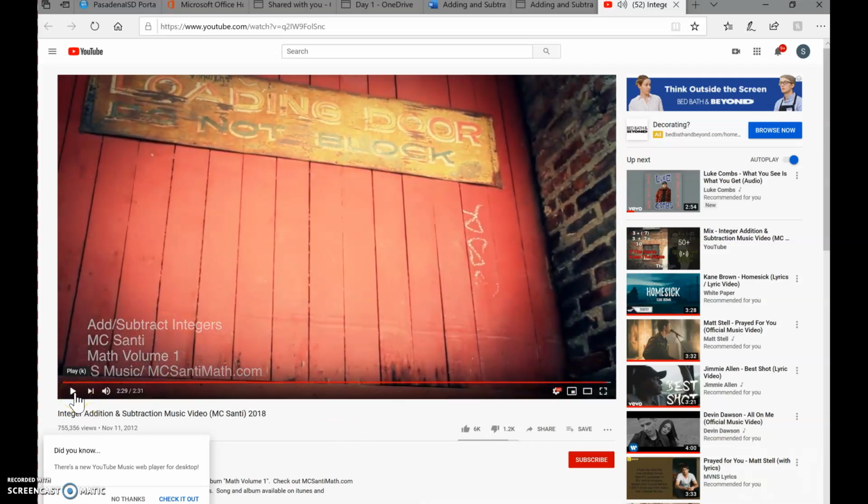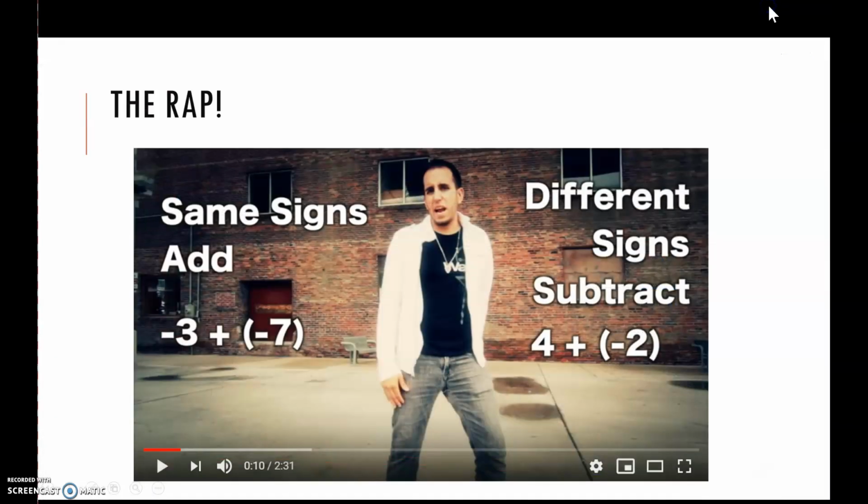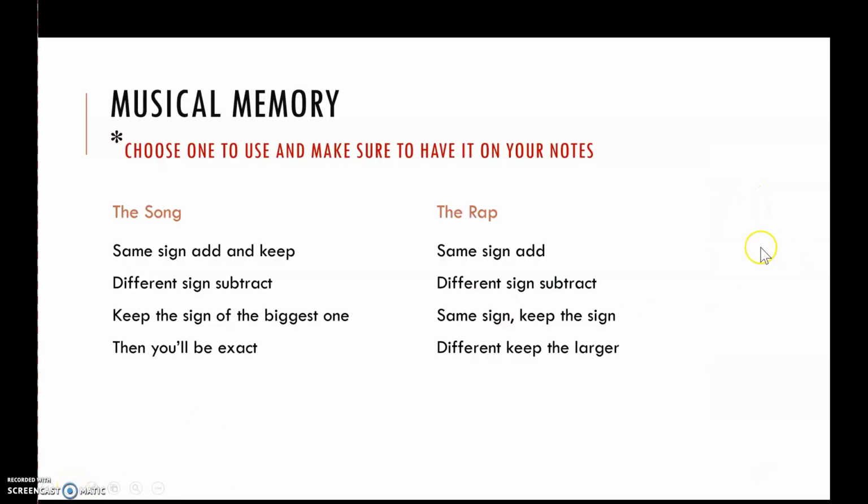All right. So there is the wrap, and you get to choose which one you prefer. If you're super cool and you want to do the wrap, that's fine. Same sign add, different sign subtract, same sign keep the sign, different keep the larger. Either one, your choice. You choose what works for you, but just make sure that you have the one you want on your notes. Singing them, rapping it, whatever it may be, definitely makes our students more successful.